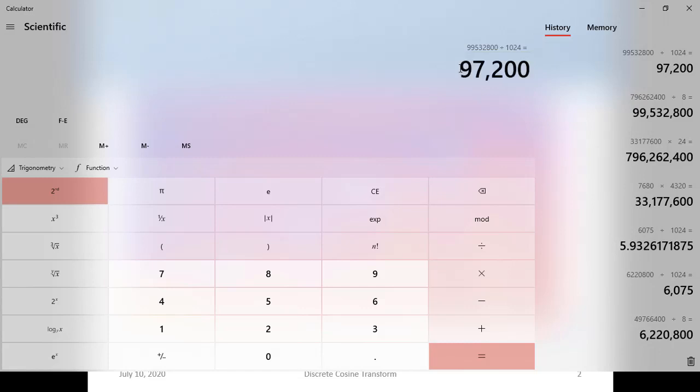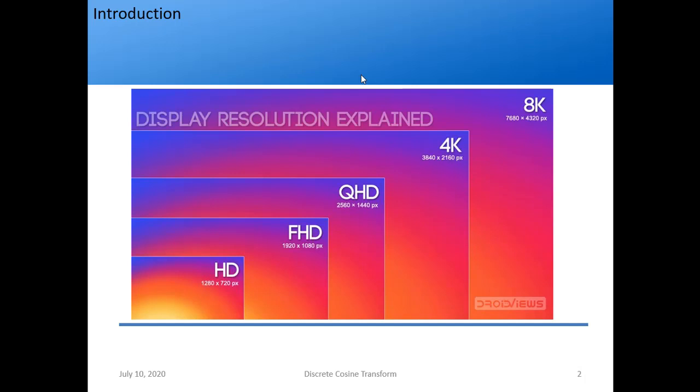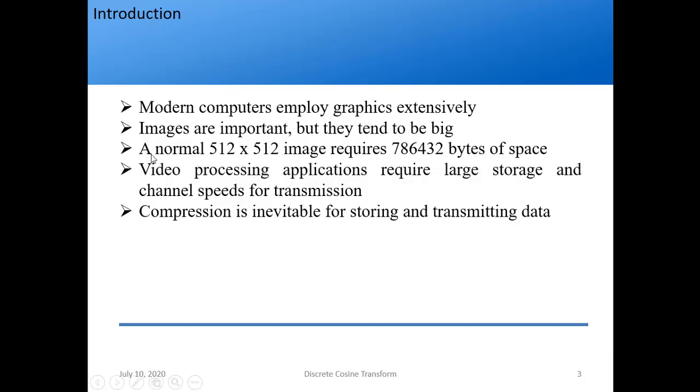So we somehow need compression algorithms to compress these images, right? That is where image compression and video compression come into the picture. Now how does video compression come into the picture? Video is nothing but an amalgamation of images. So if you achieve image compression, you can achieve video compression also. Apart from this, video processing applications also require large storage and channel speeds for transmission. We are talking about transmission because we are not going to just have the image, we are going to send it somewhere. The best example is that we use WhatsApp to send images and videos.